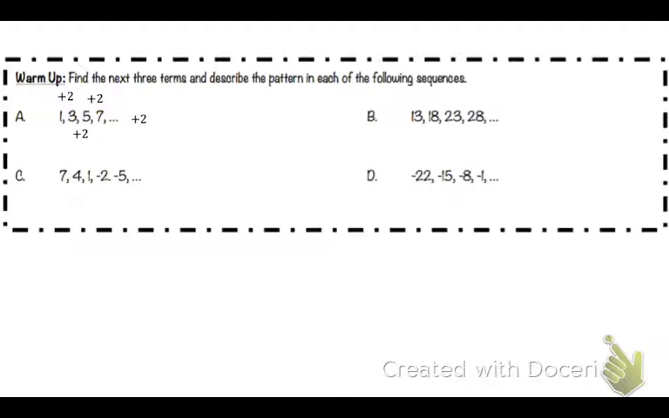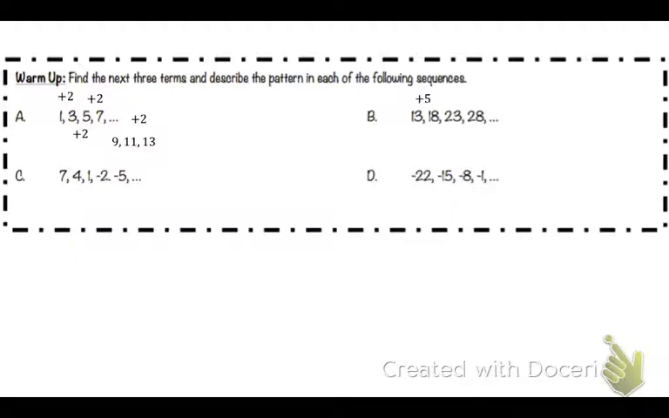So those next three numbers are going to be 9, 11, and 13. Because 7 plus 2 is 9. 9 plus 2 is 11. 11 plus 2 is 13. Okay, if we look at example B, that's adding 5.